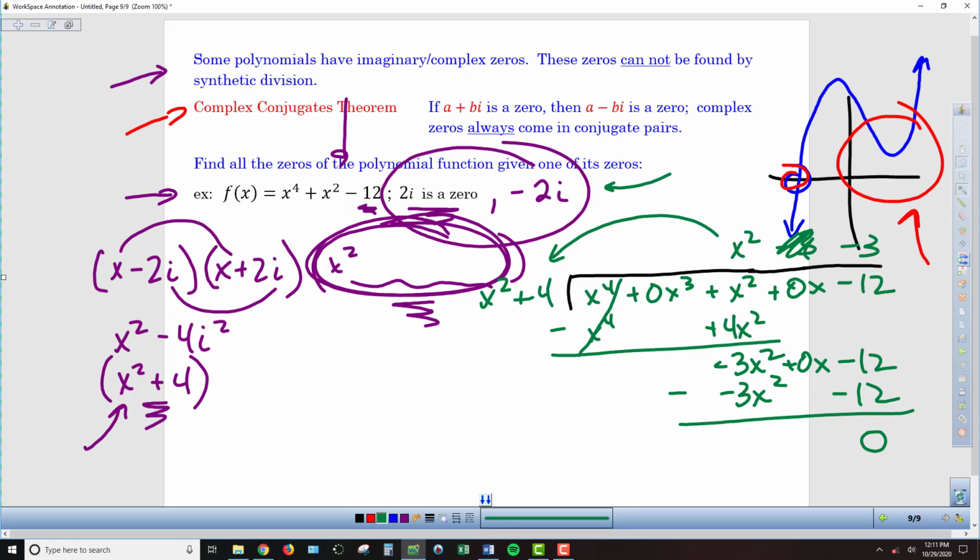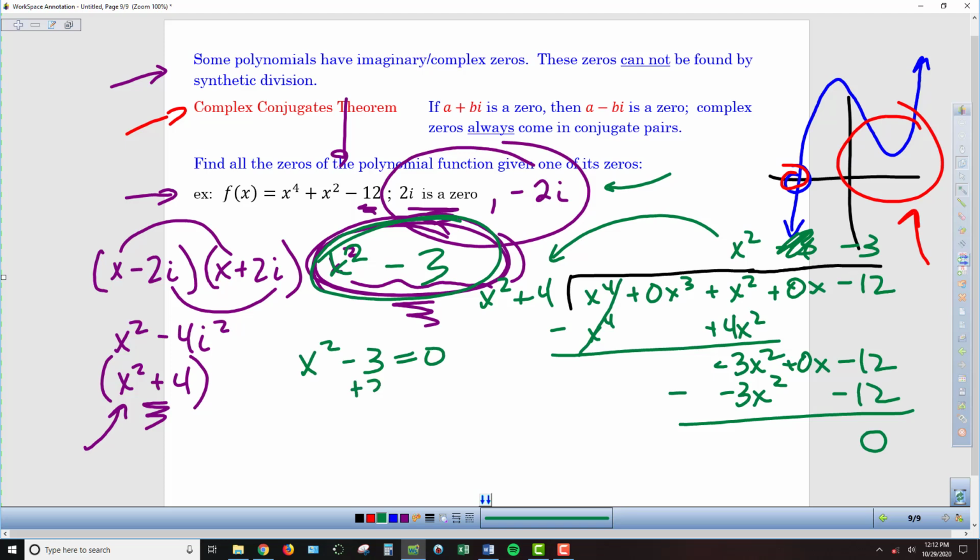So that means my missing polynomial here that I need to multiply x squared plus 4 by to get back to my original is x squared minus 3. And so now I'm going to take that x squared minus 3, I'm going to set it equal to 0 to find the remaining zeros of this polynomial function. So I can't factor that because 3 is not a perfect square, so even though it sets up as a difference of squares type question, 3 is not a perfect square. So I'm going to have to solve using square roots.